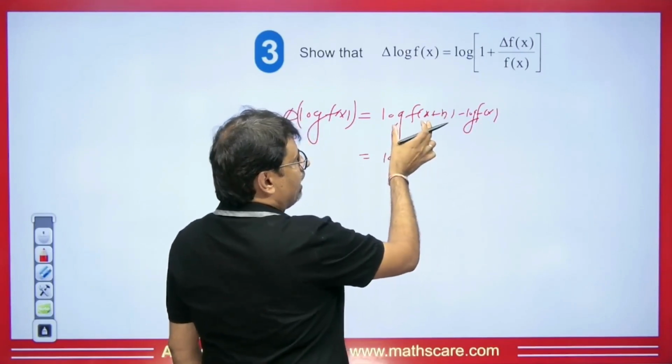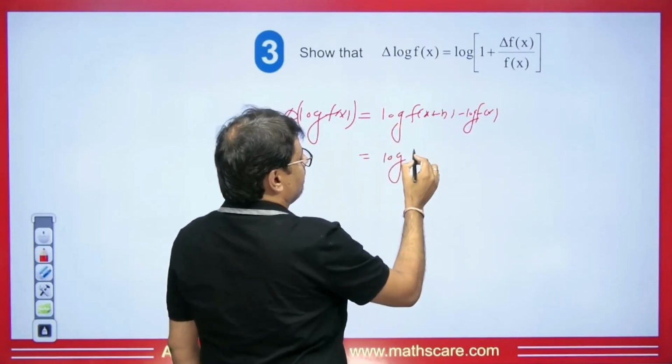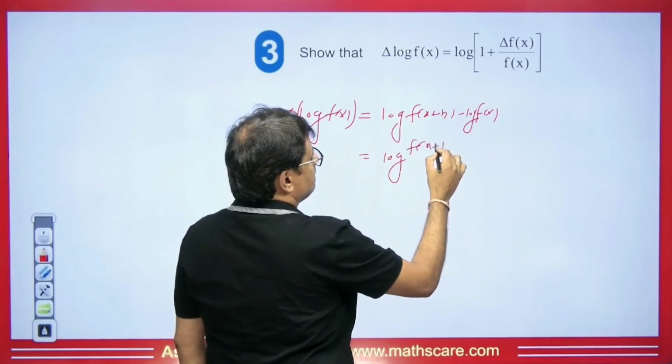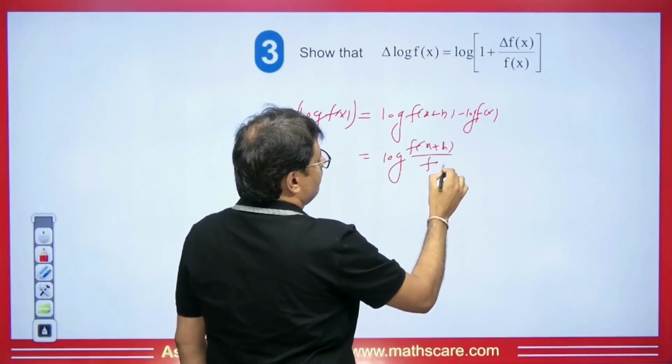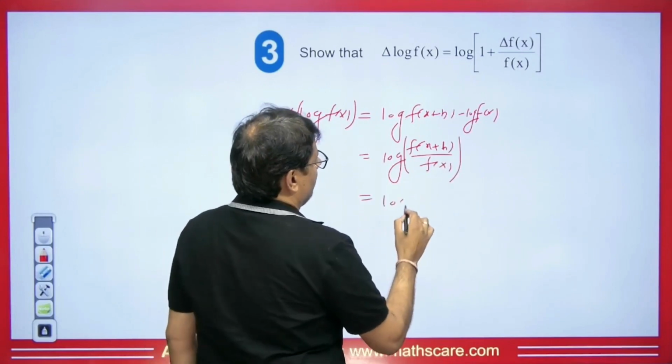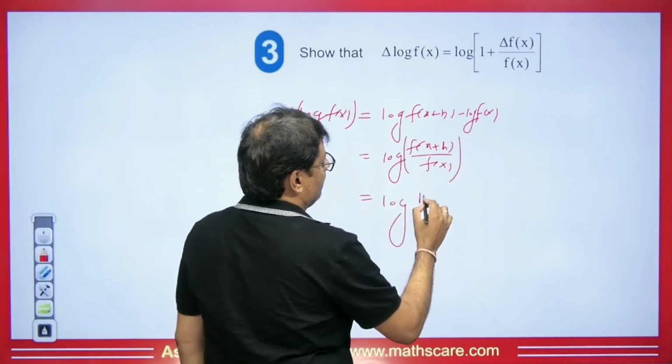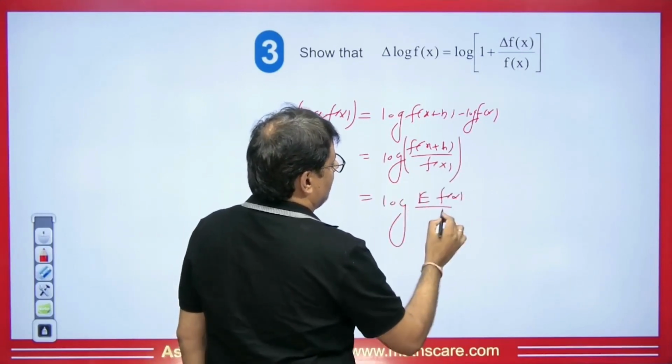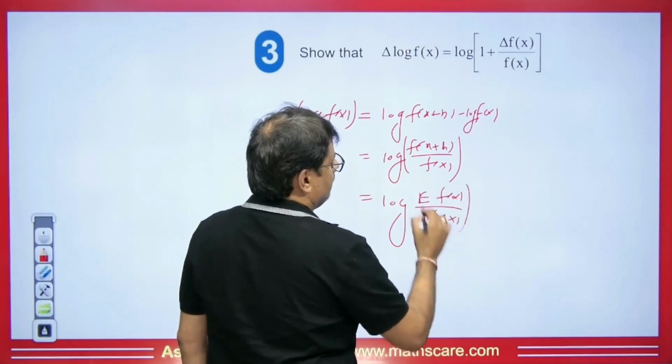It will be log a minus log b, so it will be log of f(x+h) upon f(x). Do you understand students? We have its value here. Here, this f(x+h), can I write it like E f(x)? It will be upon f(x), understood? So this will be its value.